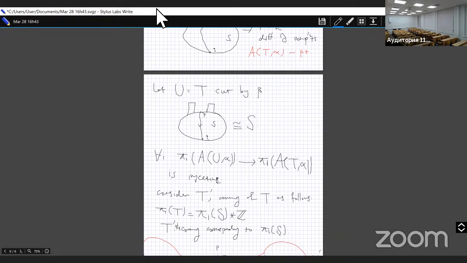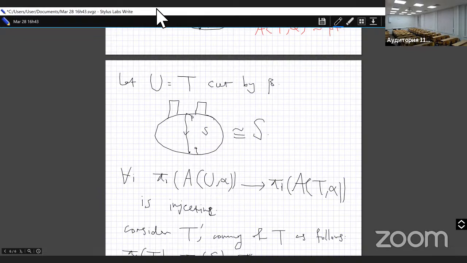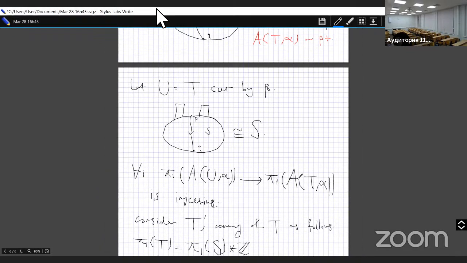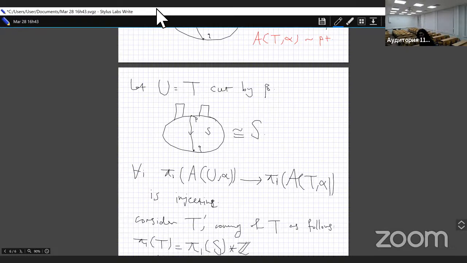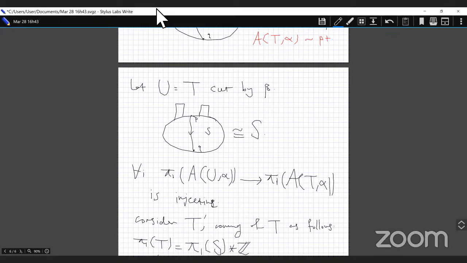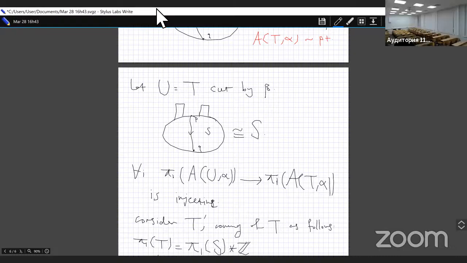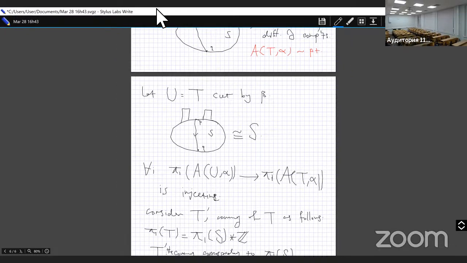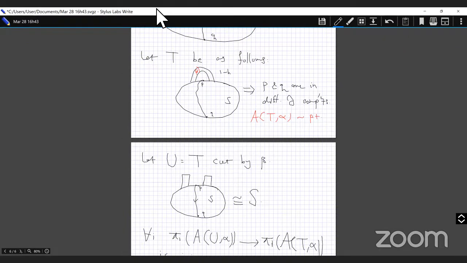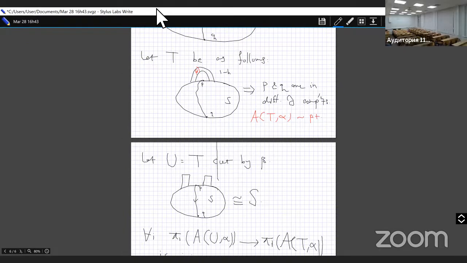So to show that, and then I constructed U as follows. I constructed U as a surface homomorphic to S, just this way. Do you see the screen, or no? Maybe you don't see the screen. I see let U equal T cut by beta. What? Sorry. T cut. Like that. No, I see this. I'm just telling you what I see. Okay. Yeah, it was correct.